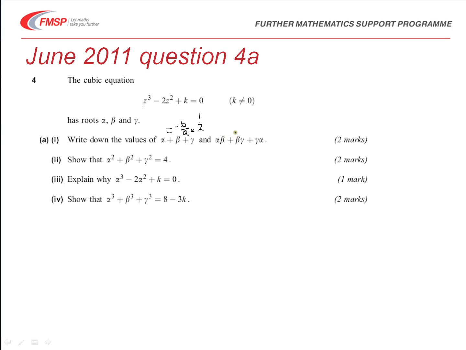And similarly, the pairwise product we know is equal to c over a, and as we said, c is the coefficient of z, which in this case is 0. Fairly straightforward.